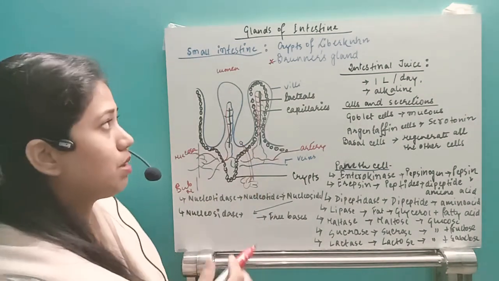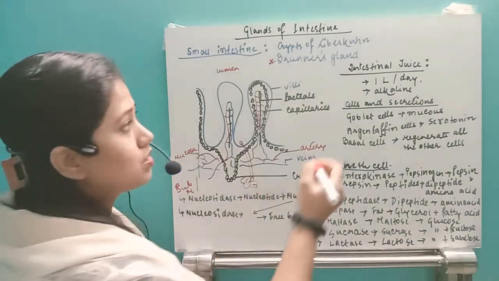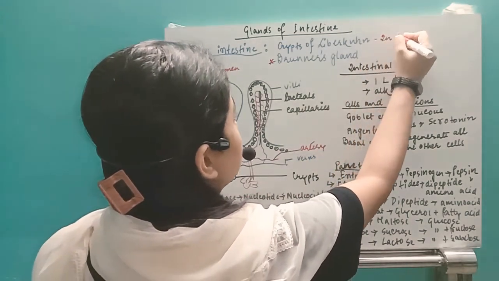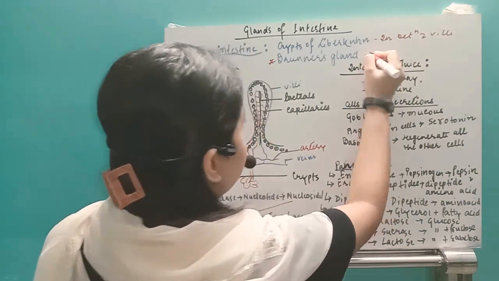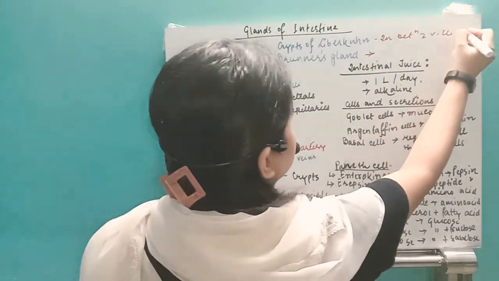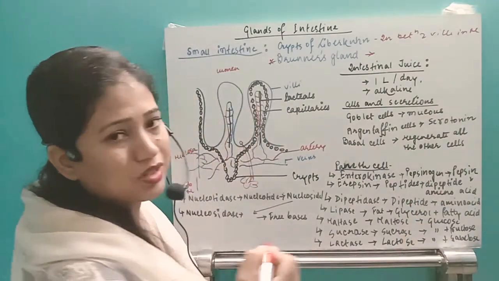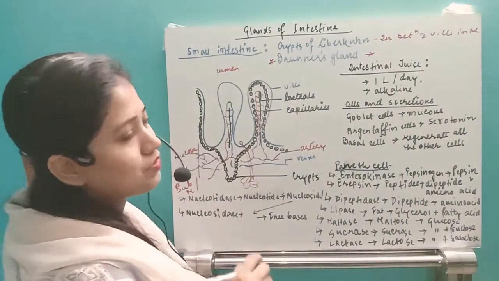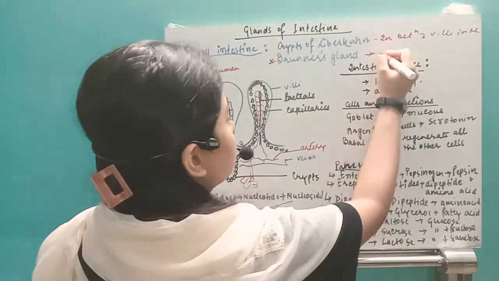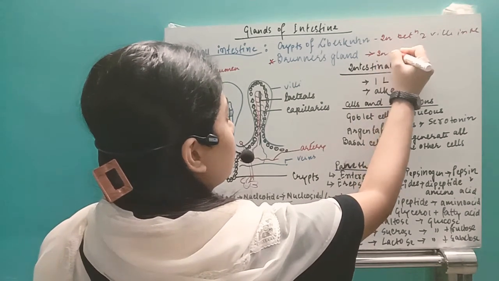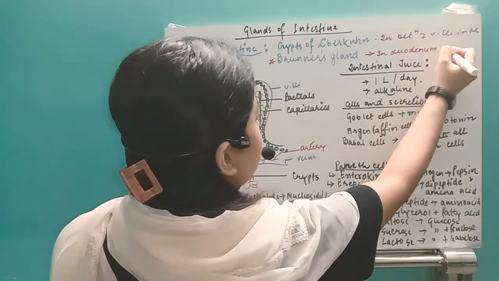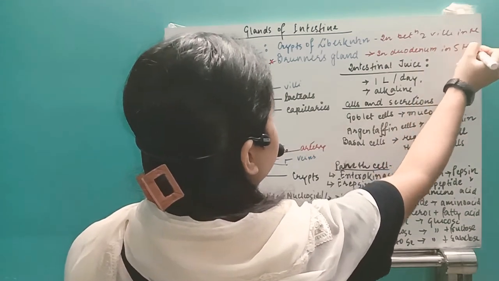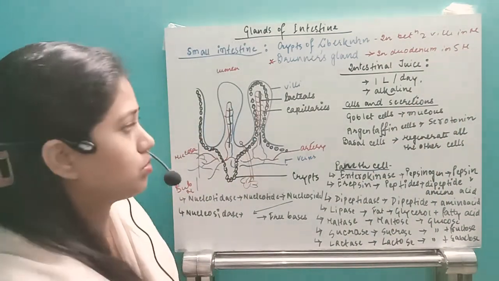Remember that the crypts of Lieberkühn are present in between two villi, and that is present in the mucosa. I've written just M, mucosa, remember. And the Brunner's gland is present in the duodenum, in the submucosa. So this is important, remember that.